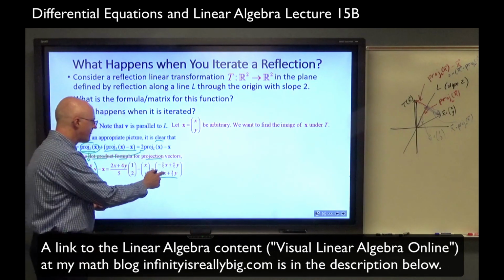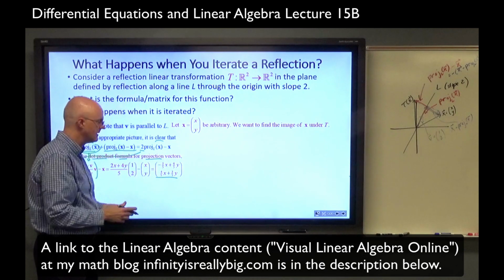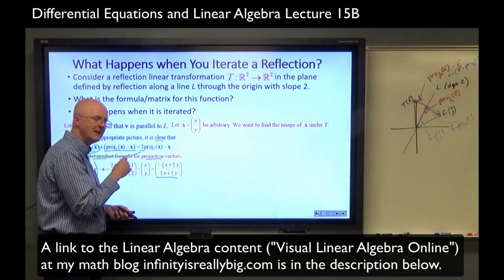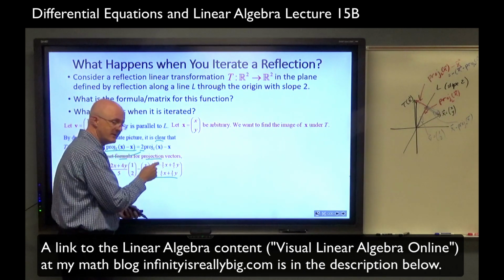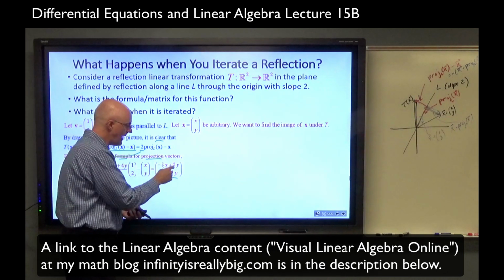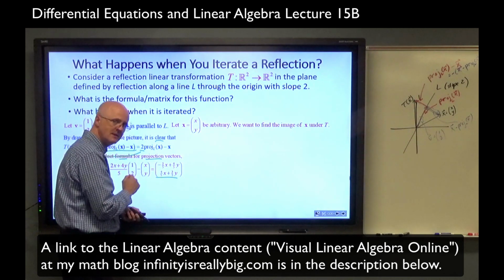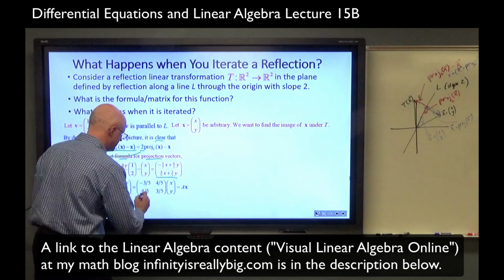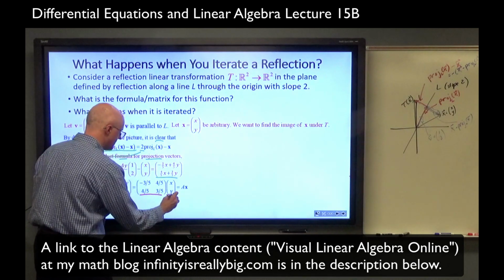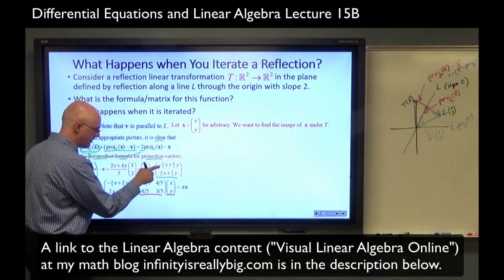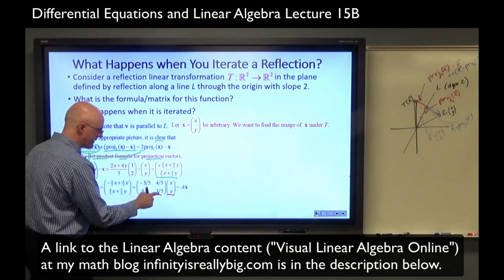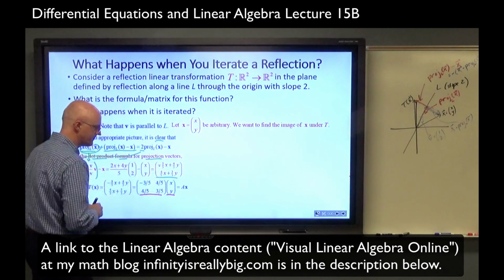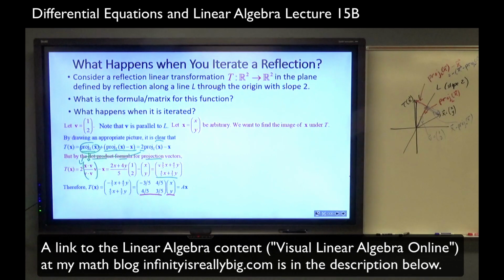And hey, that could be written as a linear combination. I didn't do it here. x times the vector negative 3/5, 4/5, plus y times the vector 4/5, 3/5. And so I can think of it as a matrix multiplication. I could think of it as this matrix times this vector. Negative 3/5, 4/5 are the coefficients of x here and here. 4/5, 3/5 are the coefficients of y here and here. That is the matrix that gives you the formula for this linear transformation.